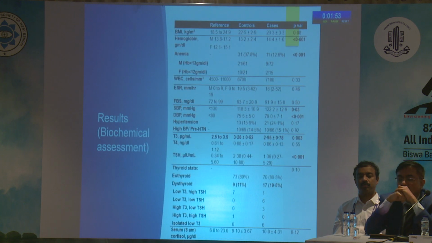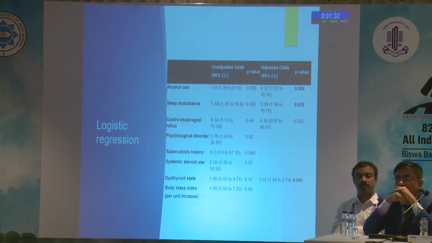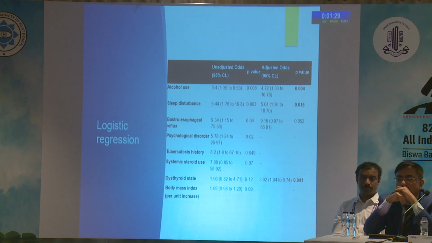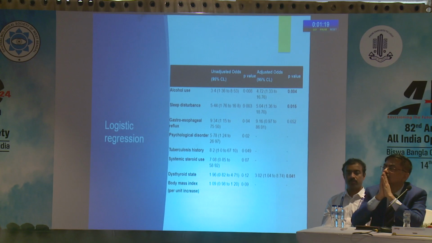In the biochemical assessment, we found that the cases had better hemoglobin levels, higher systolic as well as diastolic blood pressures, and lower T3 and TSH levels as compared to the controls. When we compared the thyroid state between the two groups, significantly more patients had a dysthyroid state as compared to controls. On performing a logistic regression of the factors which were significant in univariate analysis, we found that only alcohol use, self-reported sleep disturbances, and dysthyroid state on biochemical evaluation were the significant risk factors.